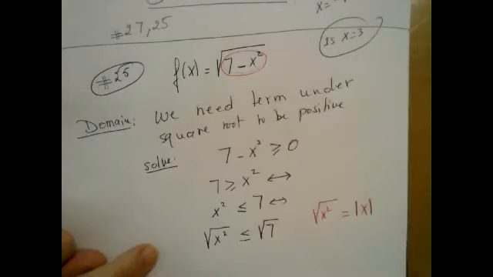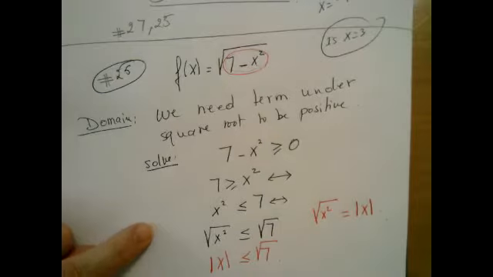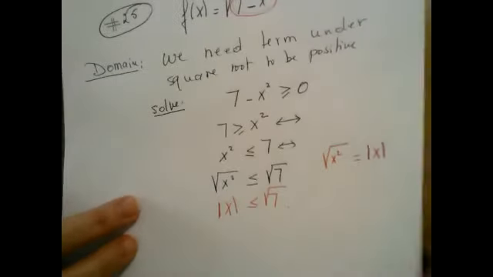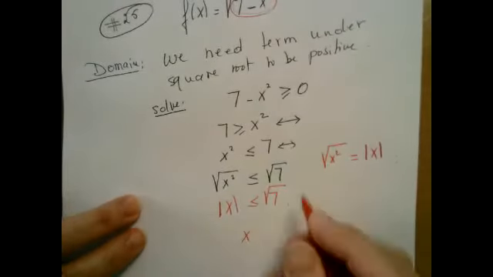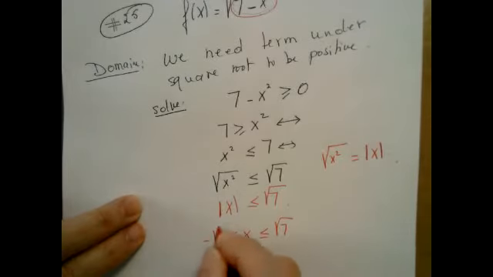So the square root of x squared is not necessarily x. It is x if x is positive, but if x is negative, the square root of x squared is the absolute value. So now this tells me that the absolute value of x is less than the square root of 7. What is x? X is between -√7 and the square root of 7. So every value between those two will be accepted.